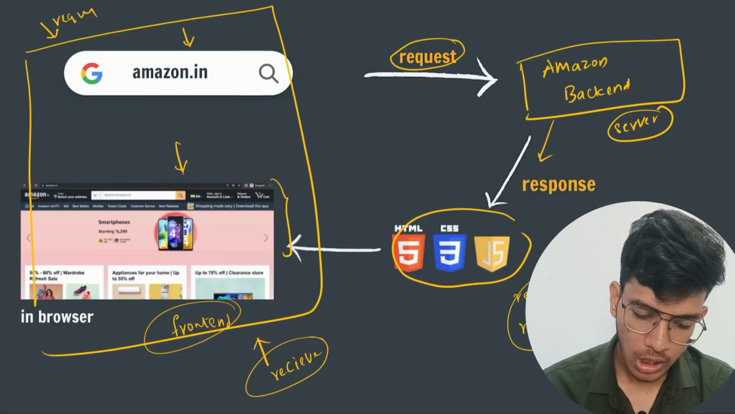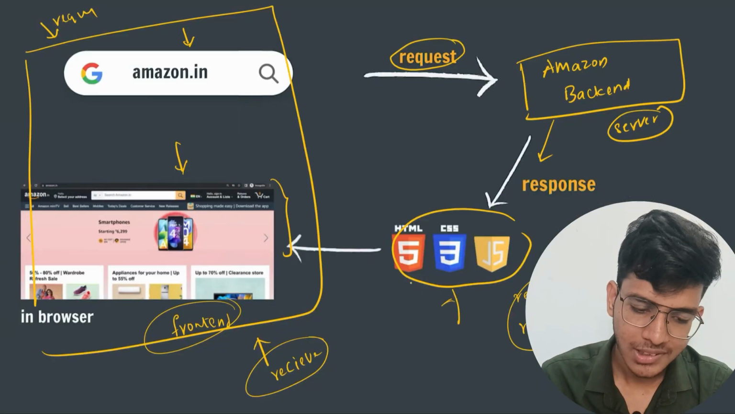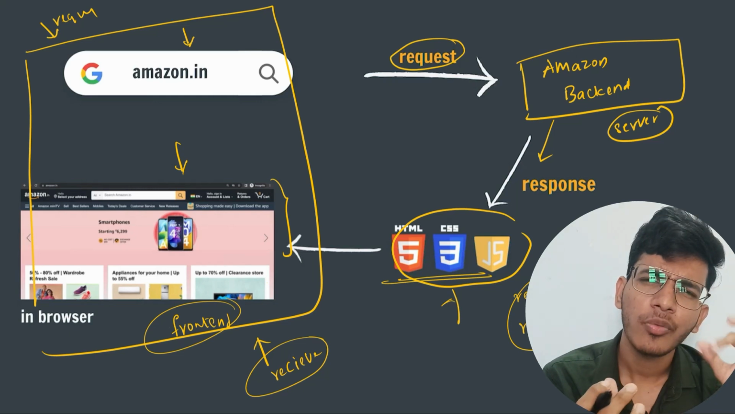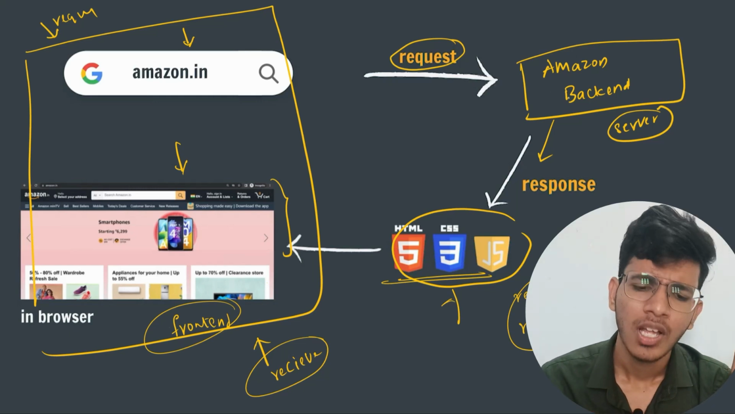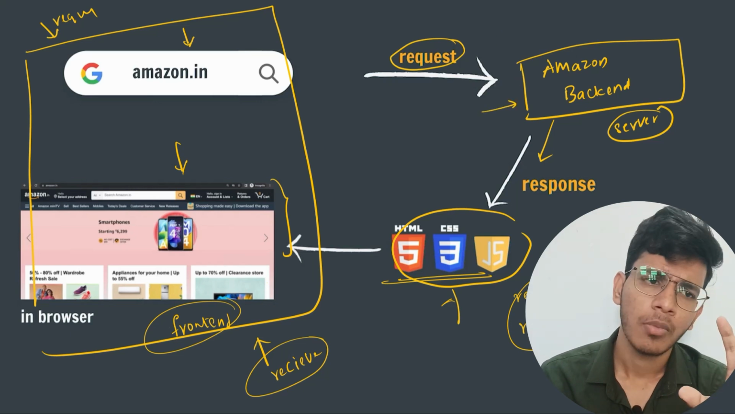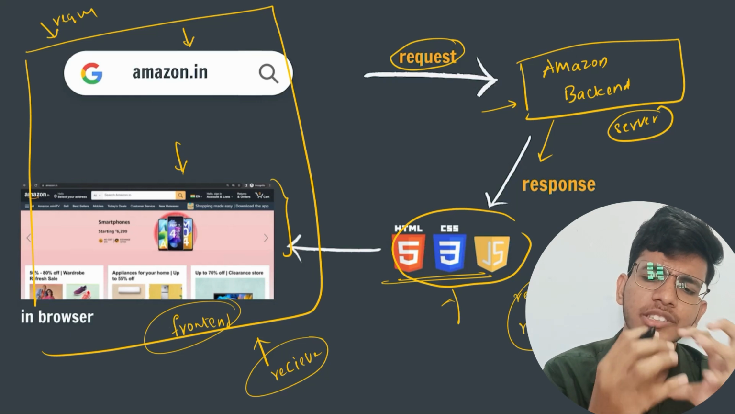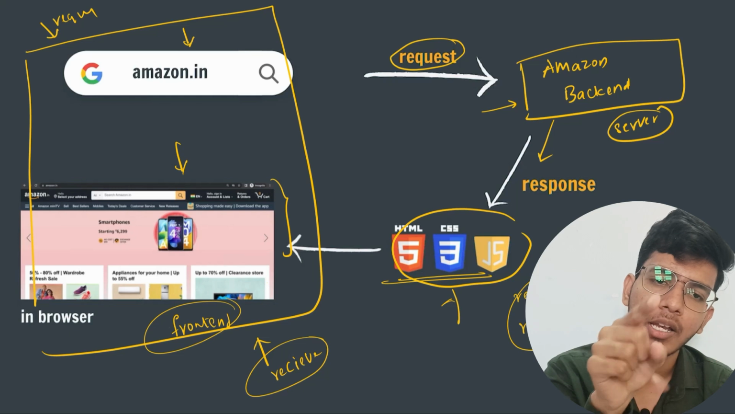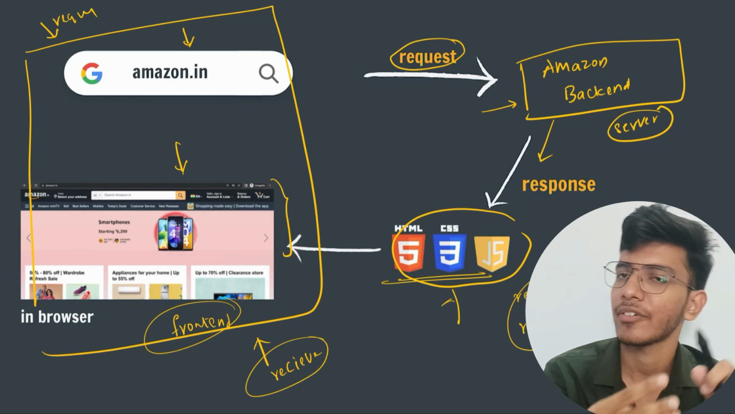Now let us talk about what this front end is. Front end is nothing but a combination of HTML, CSS, JavaScript. Whenever you give some request to the backend, the Amazon servers will perform something, will calculate something, and in return they will give you HTML, CSS, JavaScript.